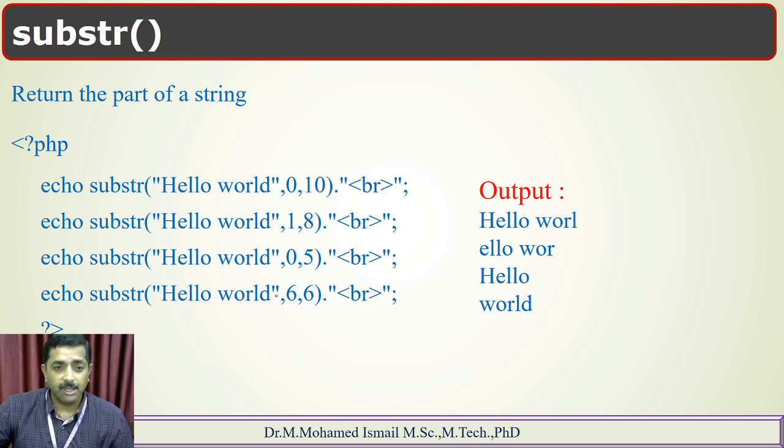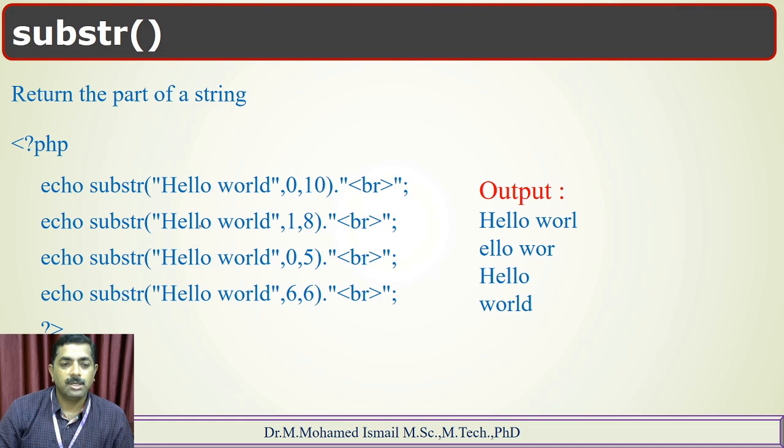So I am just printing the hello world, using from which position to how many characters. From the 0th position to 10 characters. Totally hello world will be 11 characters, I think, including the space. So 10 means except D, it will print here.